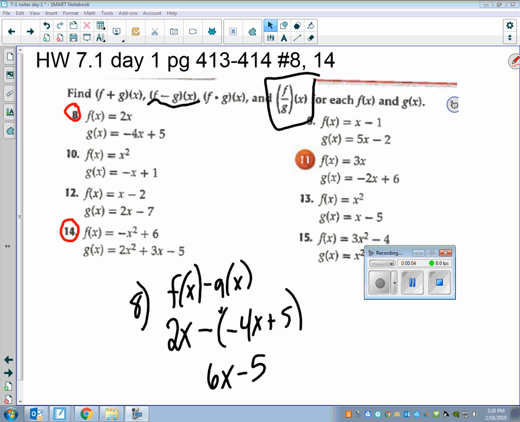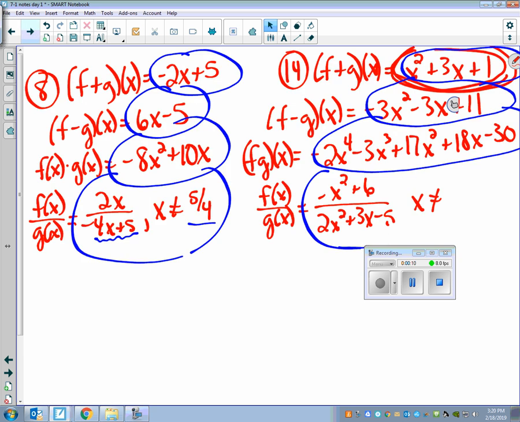Okay, so get out 7-1, day 1, and day 2. I just want to go over the answers with you before I give you more stuff to do with this. So these are my answers for 8 and 14, which was the day 1 stuff. Adding, subtracting, multiplying, and dividing.